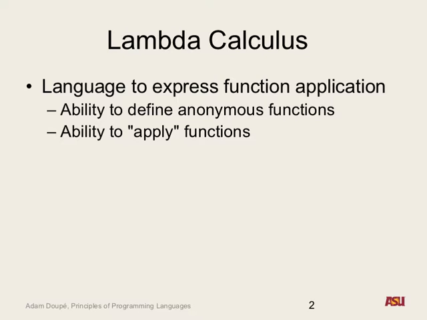Right? And so these are the two key things. We can define anonymous functions. We actually can't even give functions names. But we can define anonymous functions, and we can apply those functions. So what did we see that applying functions means? In project 4, or homework 4, there's a node that says apply. What does that mean? To use or invoke, right? We can define anonymous functions and we can invoke those functions. Those are the only things we can do. But we can still do everything possible that you can do in any programming language.